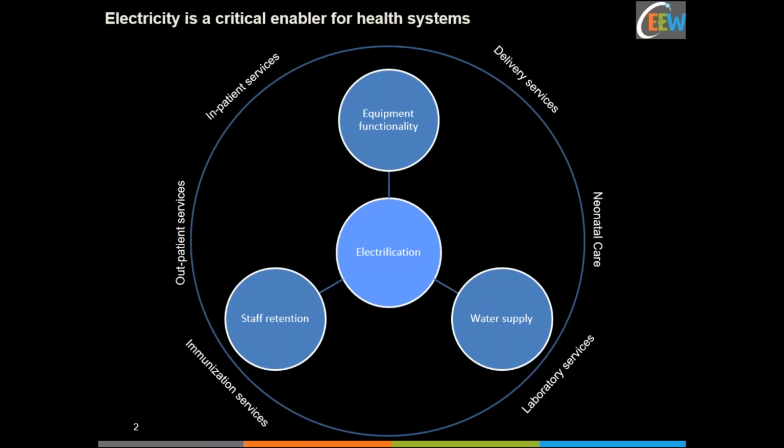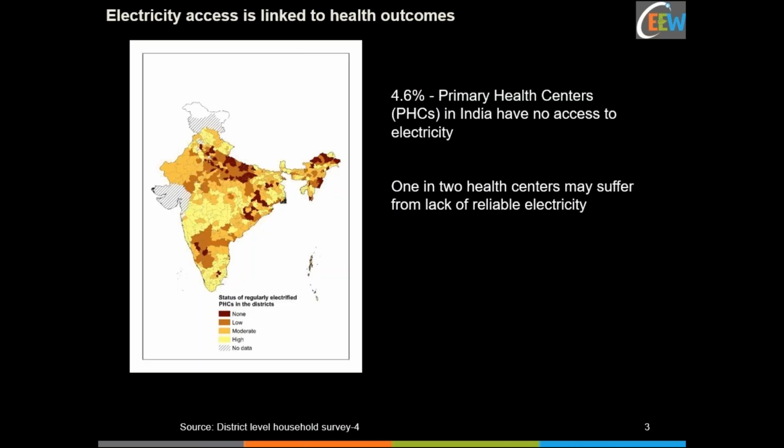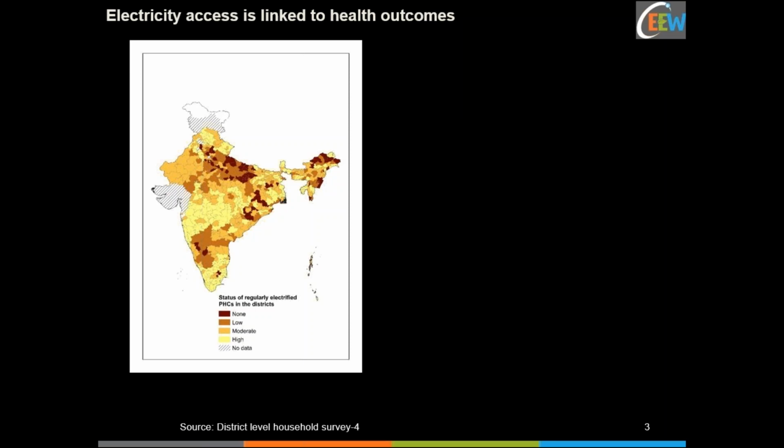But if you look at the electricity situation for primary healthcare facilities in India, it leaves a lot to be desired. So of the roughly 25,000 primary healthcare centers, about 4.6% have no access to electricity. And this translates to roughly 38 million people who would have accessed these health centers. And when you think about the reliability of electric supply, what you see is that the situation is even more grave. About 1 in 2 health centers actually suffer from a lack of reliable electricity. And what this does is that it impacts health outcomes.